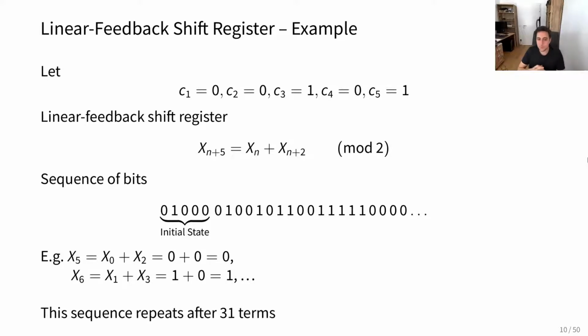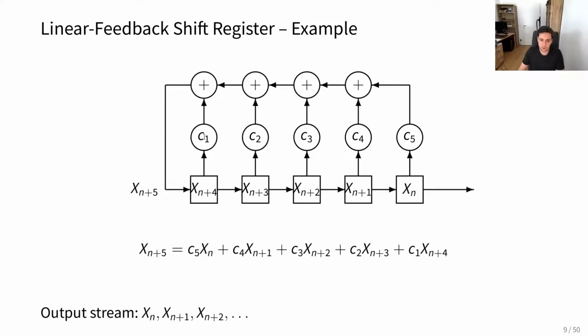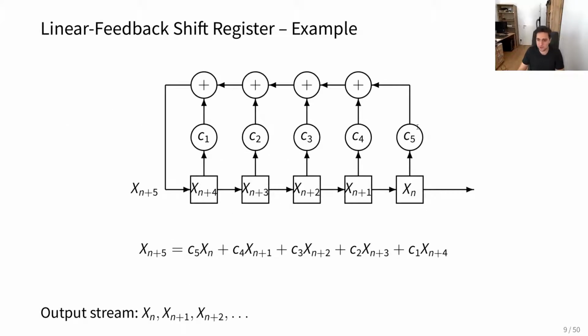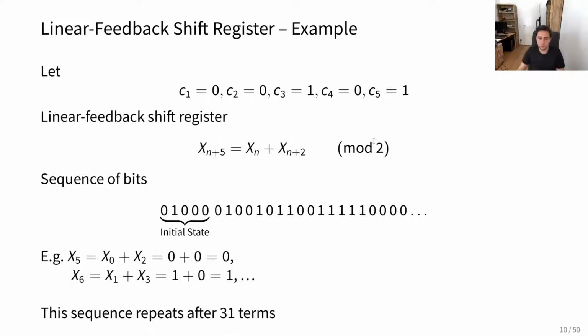To illustrate it more, suppose some constants are 0. In the previous example, we have C1, C2, and C4 equal to 0, and we have only the sum of these two bits, C3 and C5, since these are 1. This results in the next input bit being the sum of xn plus xn plus 2, mod 2 of course, so essentially this is an XOR operation.